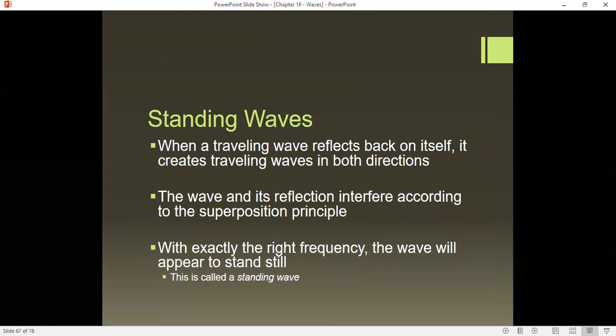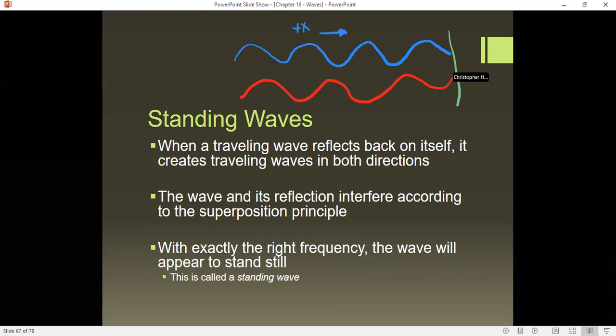So what is a standing wave? Well, standing wave is probably a misnomer. It's not really just standing there. We get standing waves when we have one wave traveling in one direction, let's say in the positive x direction, and then we have that wave reflecting off of something, producing a new wave traveling in the negative x direction that is going to combine with it by the superposition principle.